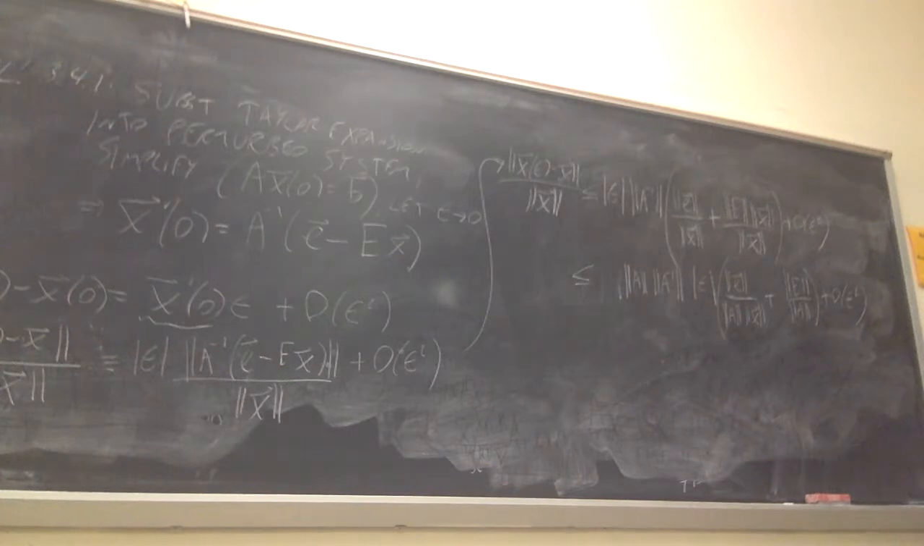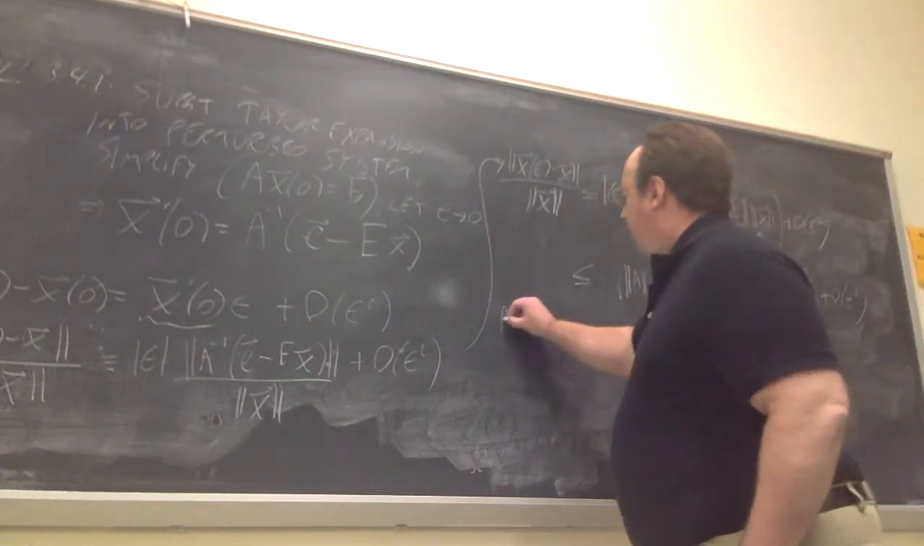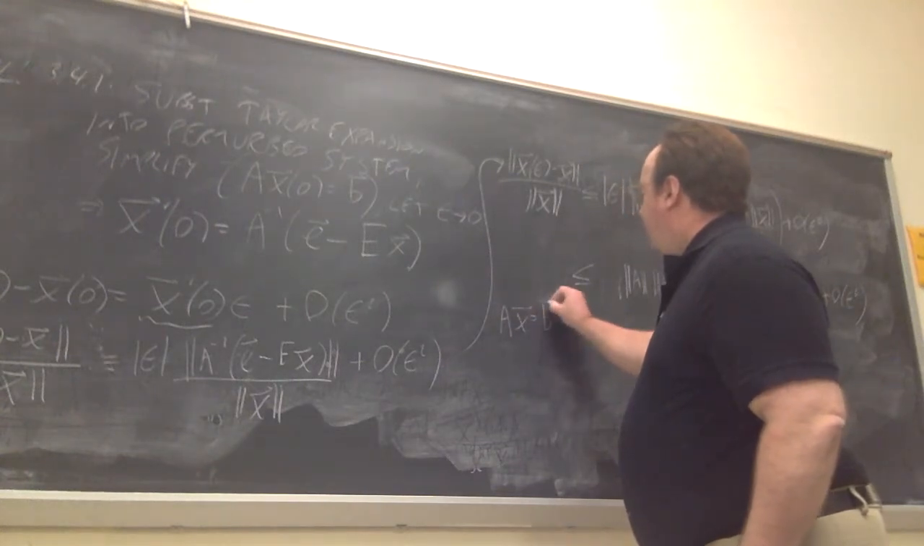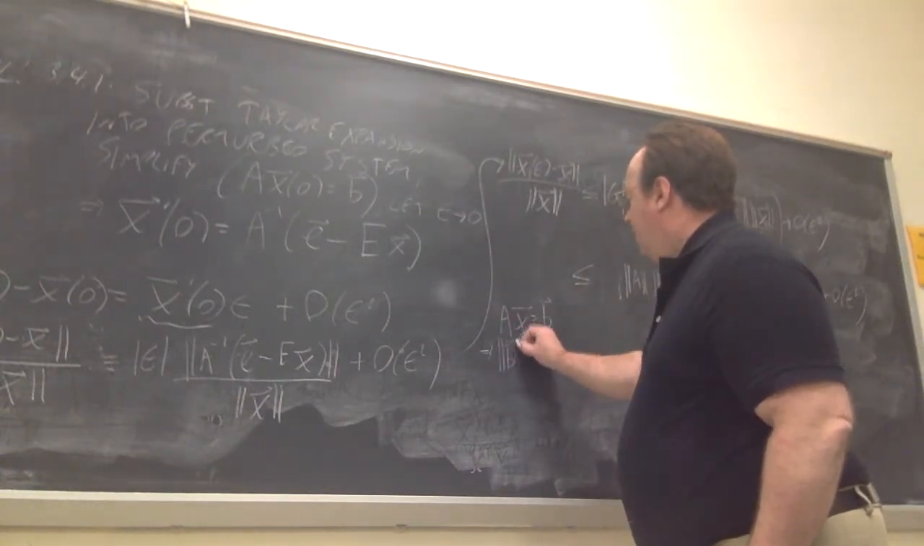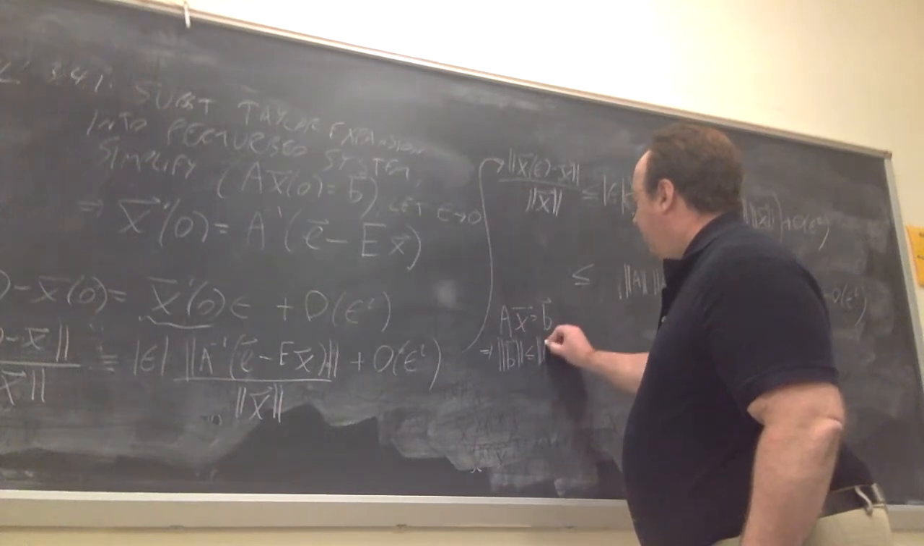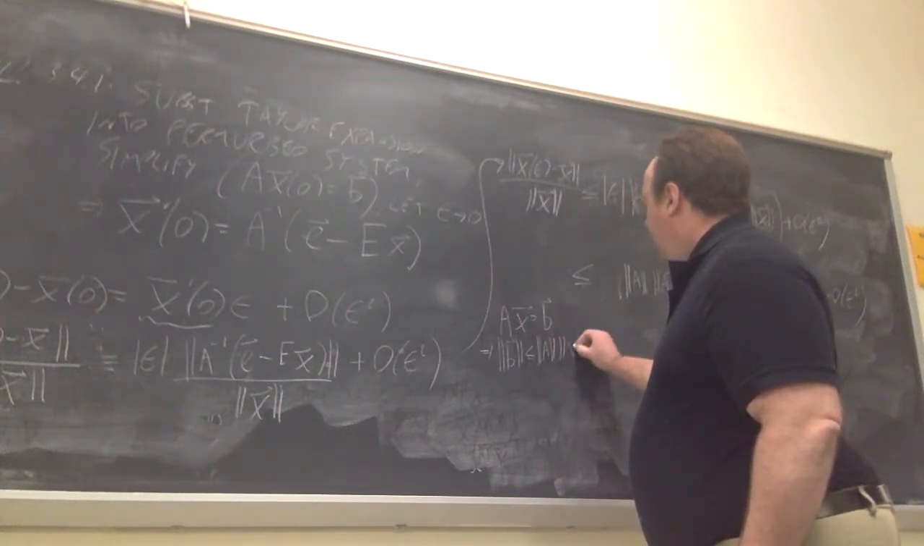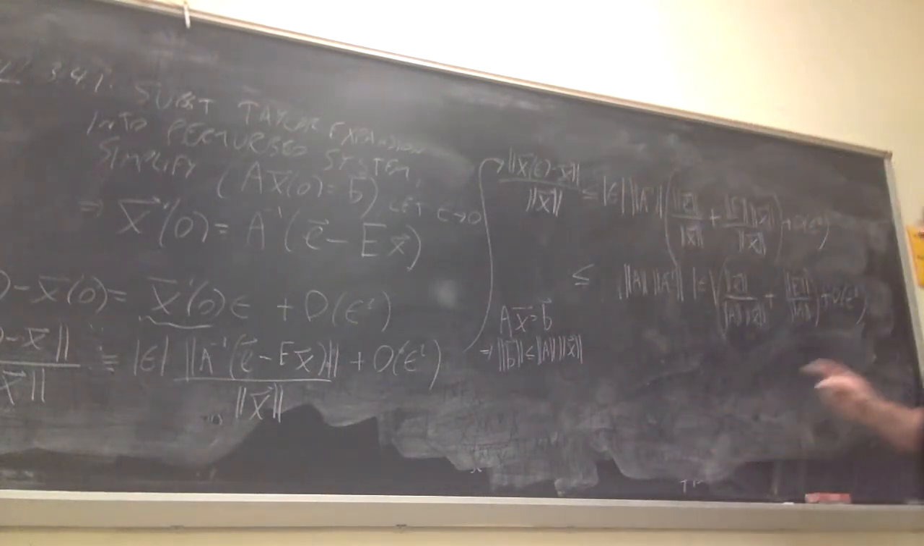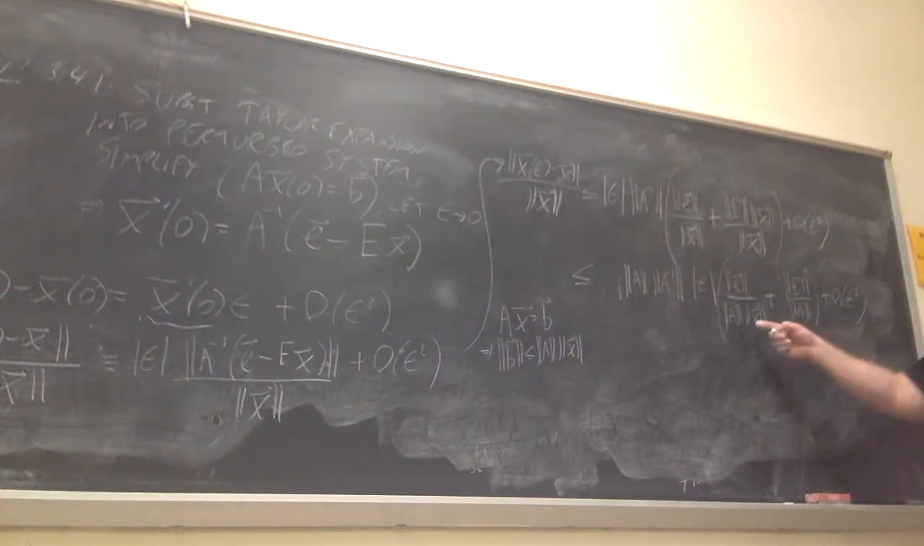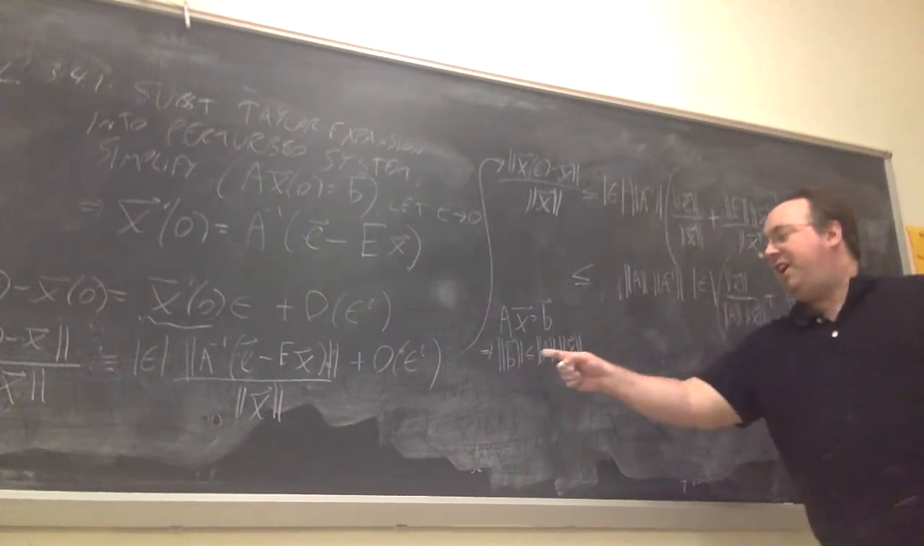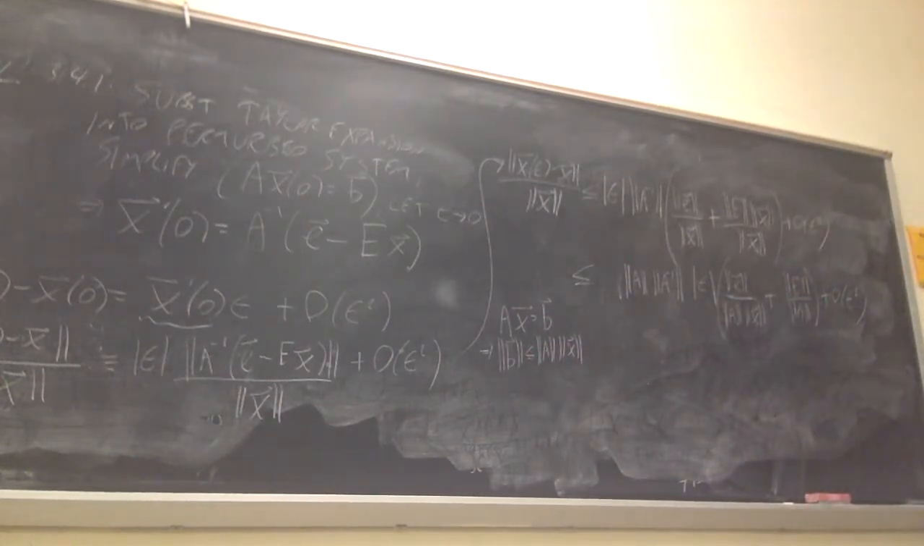Now, using a property that the norm of a product is less than or equal to the product of the norms. Now, AX equals B means that the norm of B is less than or equal to the norm of A times the norm of X. Now that property I'm going to use over here. Because what this means is, if I take reciprocals of both sides, that means that 1 over norm of A, norm of X, is less than or equal to 1 over the norm of B.